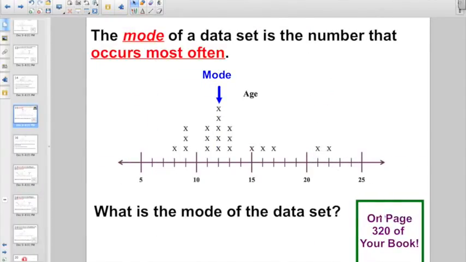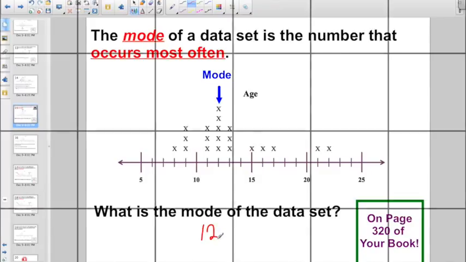So still more terminology on page 320 of your book. We are talking about the mode. I have to track that on our test scores a lot, right? I've talked about the mode to you before. And the mode of a data set is the number that occurs most often on a line plot. It's going to be wherever you have the most x's stacked up. So if they're asking us what's the mode of this data set, well, the mode's right here, right? So here's 10, here's 11. So the mode of this data set would be 12.